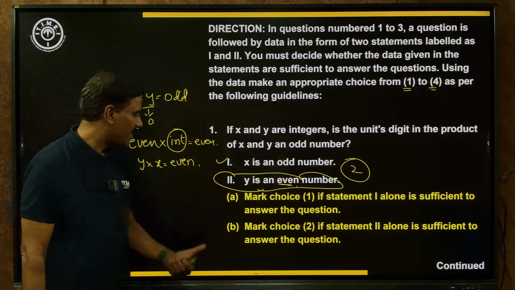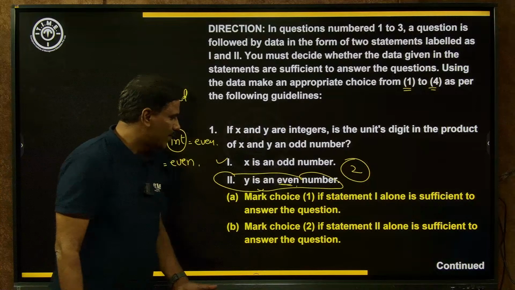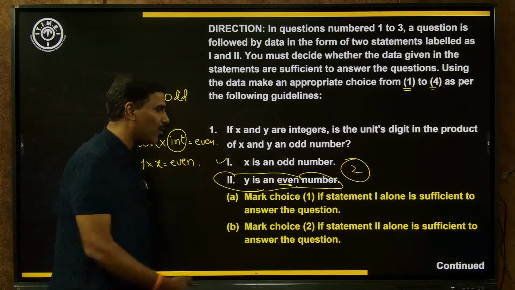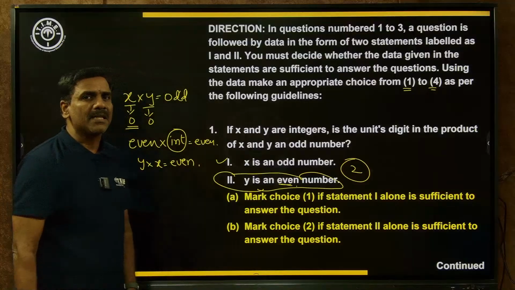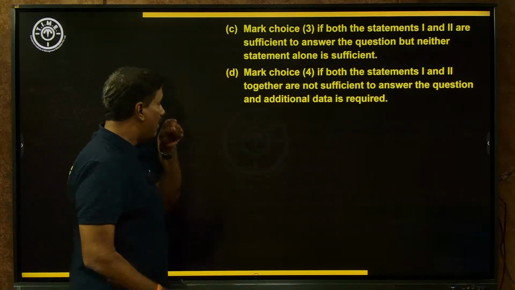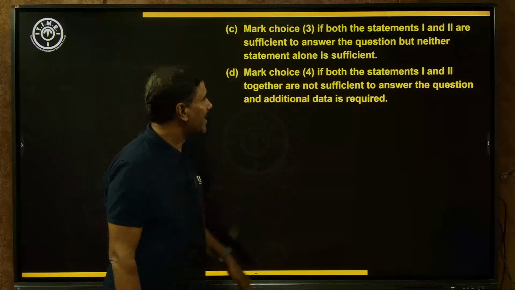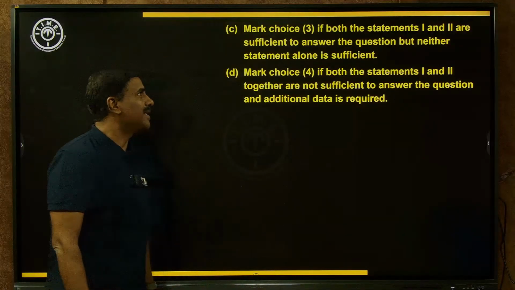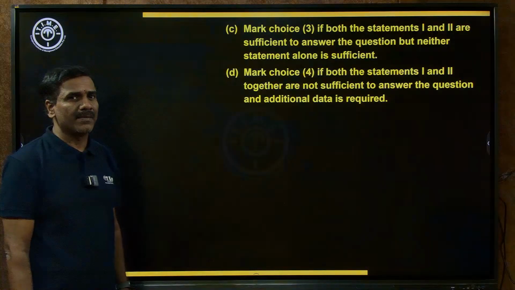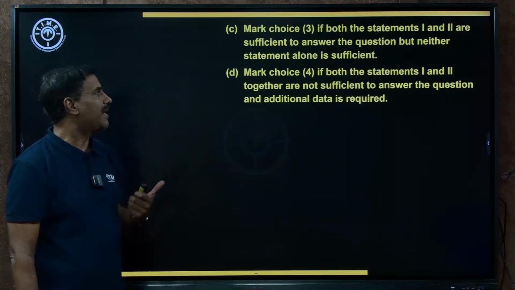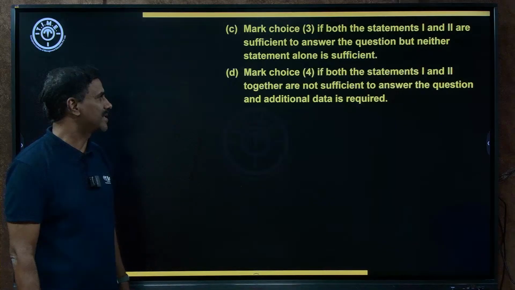What is the next one saying? Mark choice 2 if statement 2 alone is sufficient to answer the question. If you are finding only the second statement as sufficient, the answer should be choice 2, right? What are the other conditions? Mark choice 3 if both the statements 1 and 2 together are sufficient to answer the question, but neither statement alone is sufficient. So they are independently not sufficient, but together they are sufficient. In such situations, the answer should be choice 3.